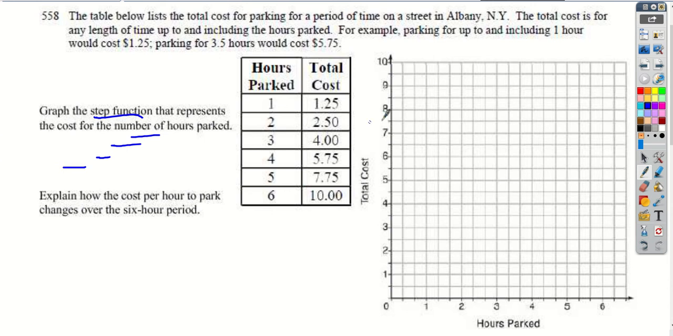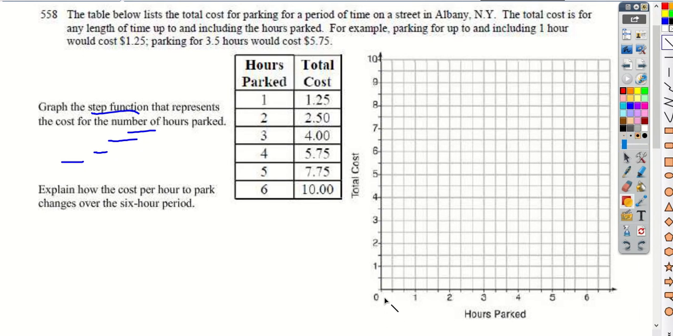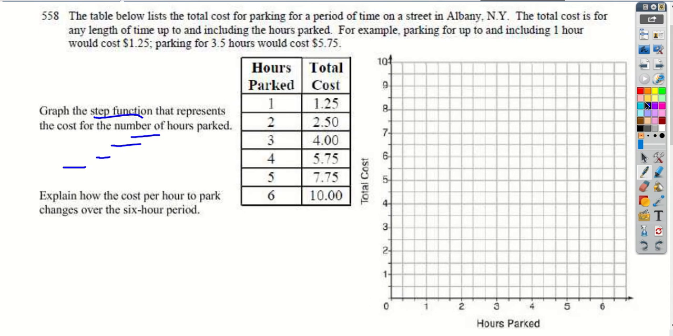So all I'm going to do is, and I know that as soon as I park in the lot, no matter how long I stay, up to an hour, it's going to cost $1.25, okay? So what I want to do is kind of think about this in terms of plotting points. As soon as I park anywhere, it's going to start at $1.25. So if I park for 0, which makes a little bit of sense here, I don't have to pay anything for 0 hours. So there's an open circle. But then as soon as I park for an hour, it goes all the way over, and it costs me $1.25, and I have a closed circle there.